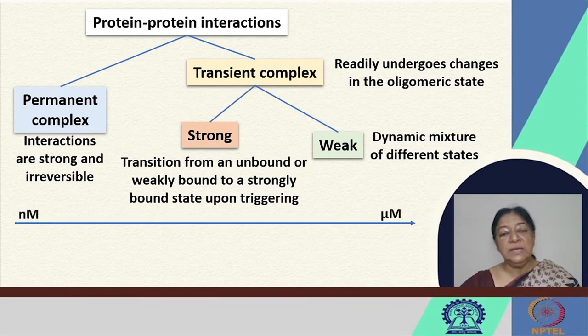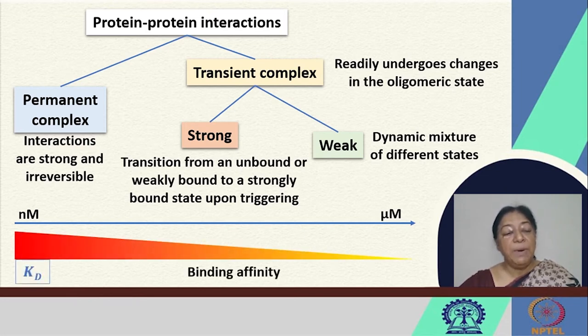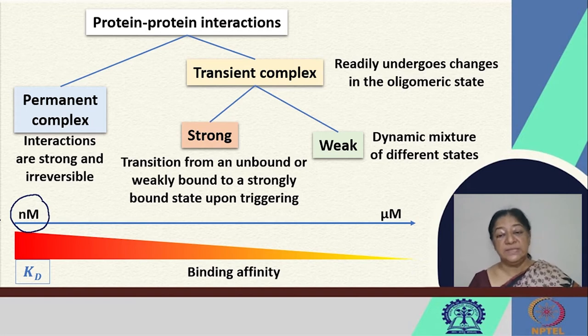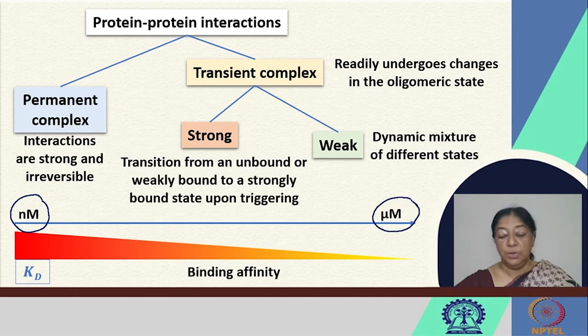If we look at the affinity, or rather the dissociation constant values that we had studied previously in protein-ligand interactions, we realize that the binding affinity is going to be very strong for a permanent complex, as reflected in the values of the KD constant. We know that a smaller KD indicates a tighter binding, and the weak ones are of the order of micromolar values for the KD.